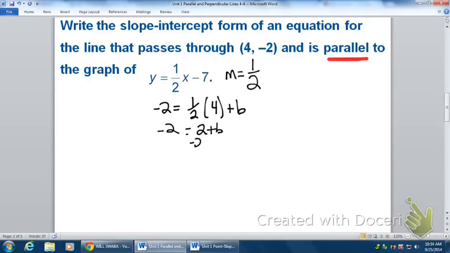So get b by itself, -2 from both sides. Are we done? No, you have to put it back in slope-intercept form. This needs to be in slope-intercept form. So just rewrite it. y equals our slope, 1/2 x minus 4.